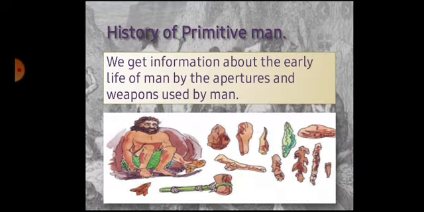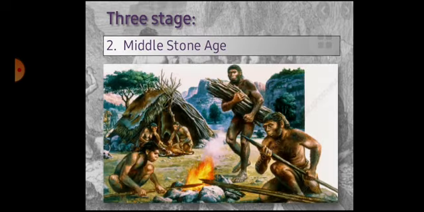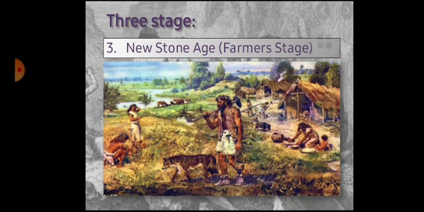We get information about the early life of mankind by studying ancient weapons and apertures used by men. On the basis of this study, we can divide the early stages into Old Stone Age, Middle Stone Age, and New Stone Age.